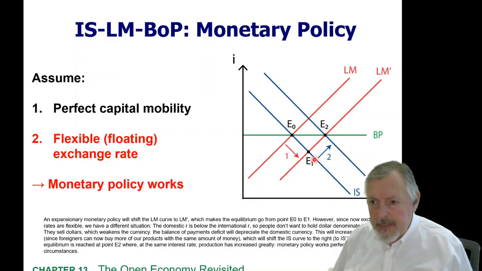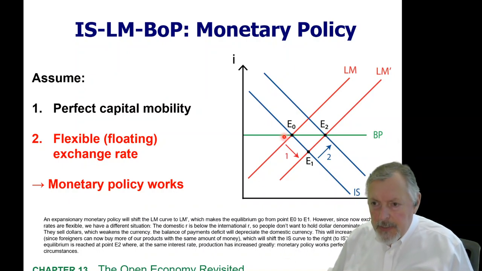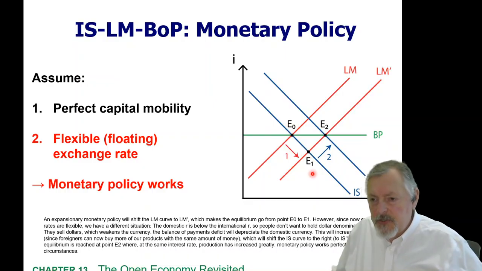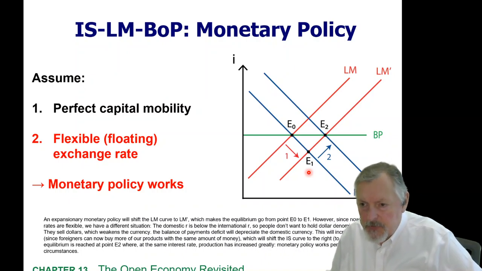This is the regular ISLM graph with the balance of payments curve added. Let's assume you start here. In regular ISLM, increasing the money supply will shift the LM curve right to LM prime, which will make equilibrium go from the point E0 to the point E1. But since now exchange rates are flexible, something different happens. At point E1, the domestic interest rate is below the world rate. The world rate is up here, and now we're down there.